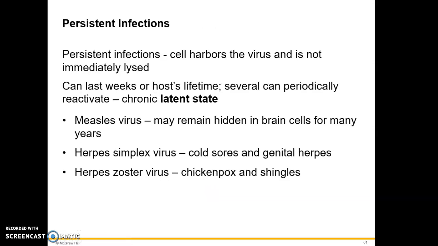Okay, so with persistent infections, that is going to be when a host cell continues to house or harbor the virus and is not immediately lysed. And this can last weeks or can last throughout the lifetime of the host. And there are some viruses that can periodically reactivate, so become active again, from a chronic latent state.